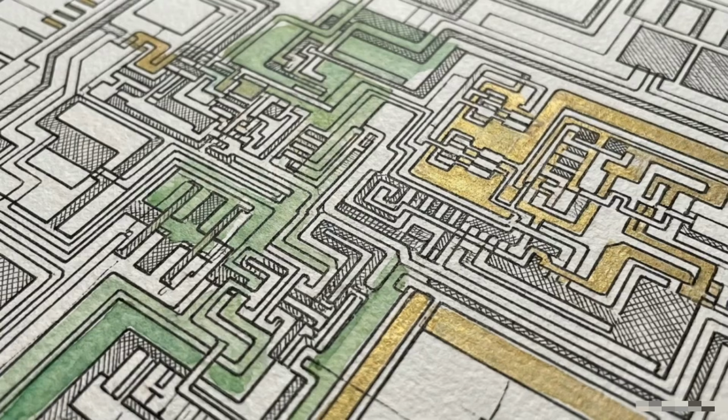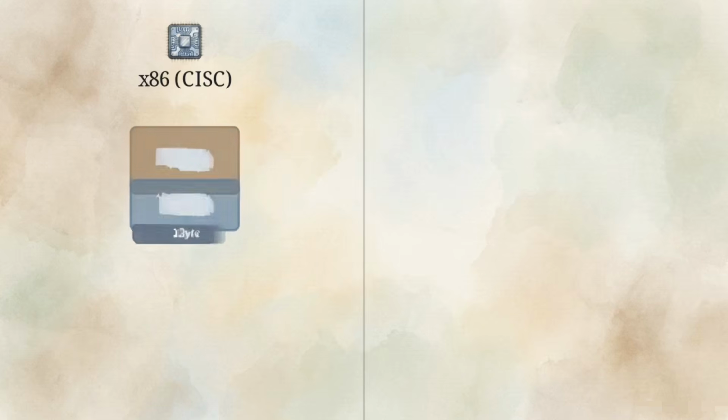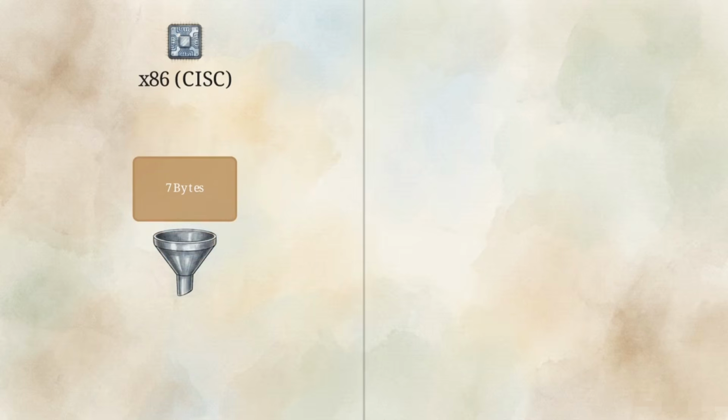To see how this plays out physically, we have to look at their instruction sets. x86 operates on CISC, Complex Instruction Set Computing. This diagram illustrates how CISC functions. On the left side, x86 processes multi-step operations, like loading data, adding numbers, and storing the result, all bundled into a single complex instruction. The problem is that these instructions vary in size, from 1 to 7 bytes. To understand them, the chip requires large physical decoding hardware, which creates a bottleneck before any actual processing even begins.